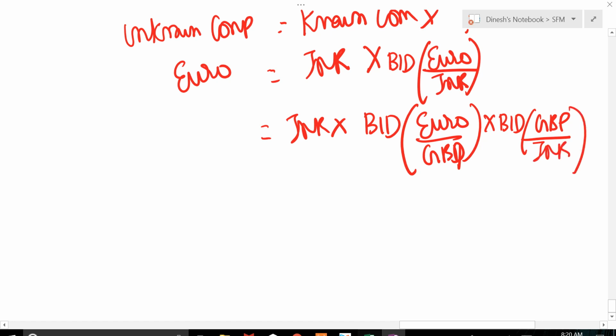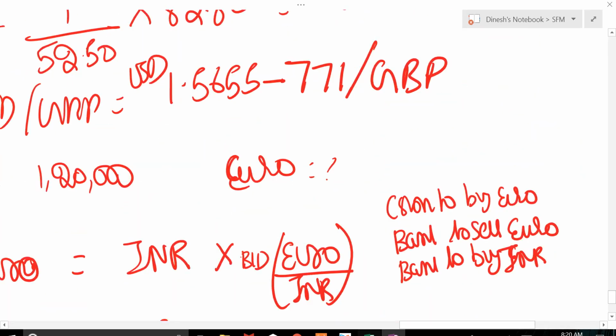GBP per INR. Basically, I'm splitting the euro per INR formula now. I'm just splitting the euro per INR formula as euro per GBP into GBP per INR. I have not done anything new. This is what you did in the last question.